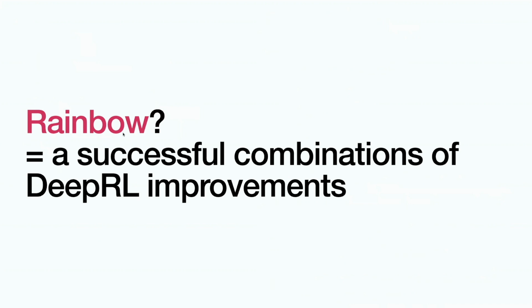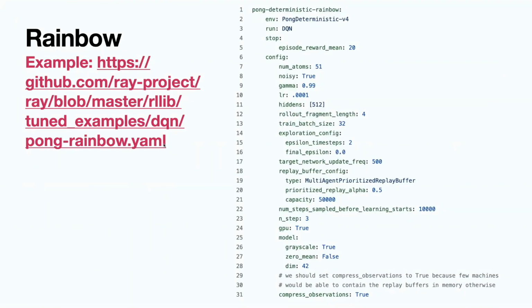Next is Rainbow. The Rainbow concept is nothing else than just a successful combination of different deep RL improvements. There are a variety of Rainbow configs. I added a link to a set of successful configurations of Rainbow for Pong, and you can find much more there. For example, let's consider this configuration. Here, you use DQN, stopping it when you reach the mean episode reward of 20, and then you set a gamma, it's a decay coefficient, and learning rate, number of hidden layers, and rollout fragments, it's a length of trajectory, a batch size for training, and the successful exploration configuration.